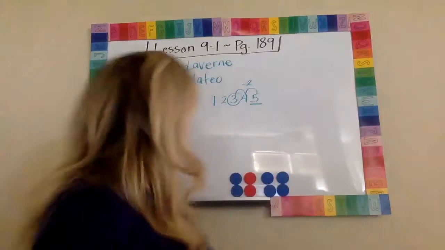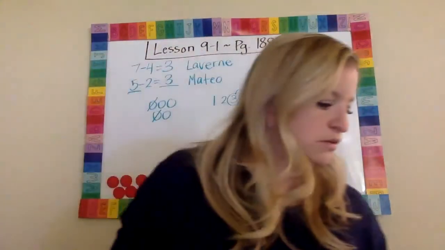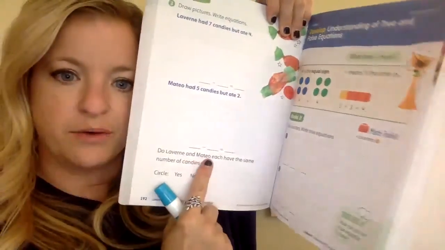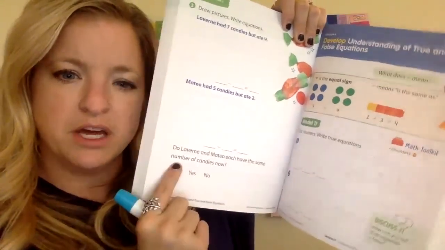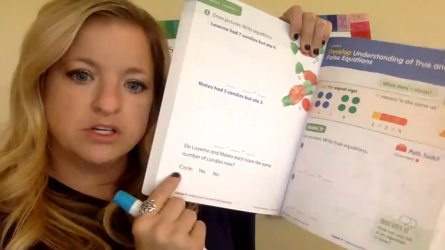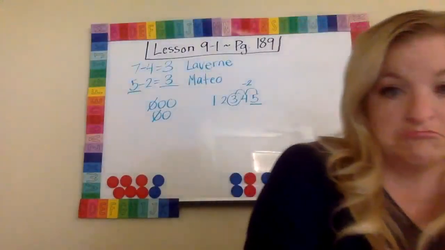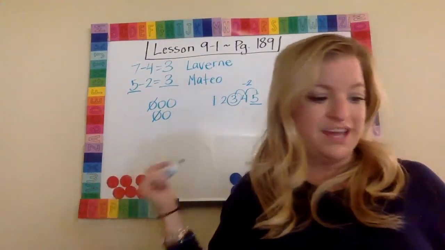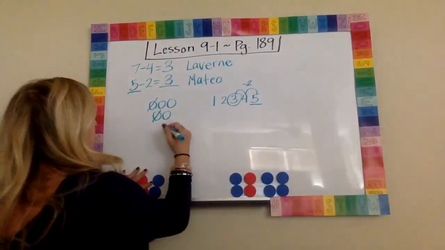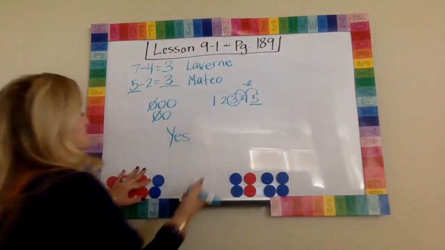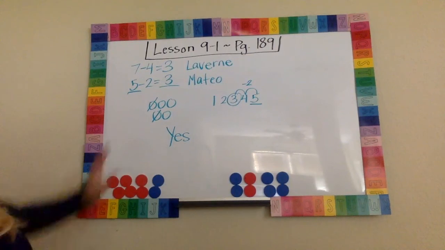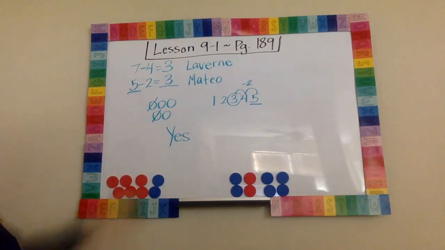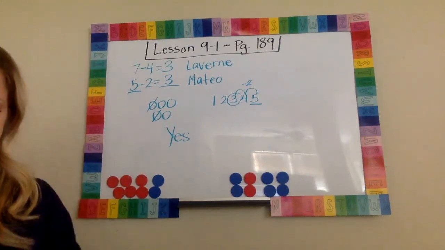Now at the bottom it says, do Laverne and Mateo each have the same number of candies now? Circle yes or no. Do they have the same number? Yeah, they do. So you're going to circle yes. Yes, they do. Again, he had more to start, but he ate more. She had less, and she ate less, or vice versa. You know what I mean.